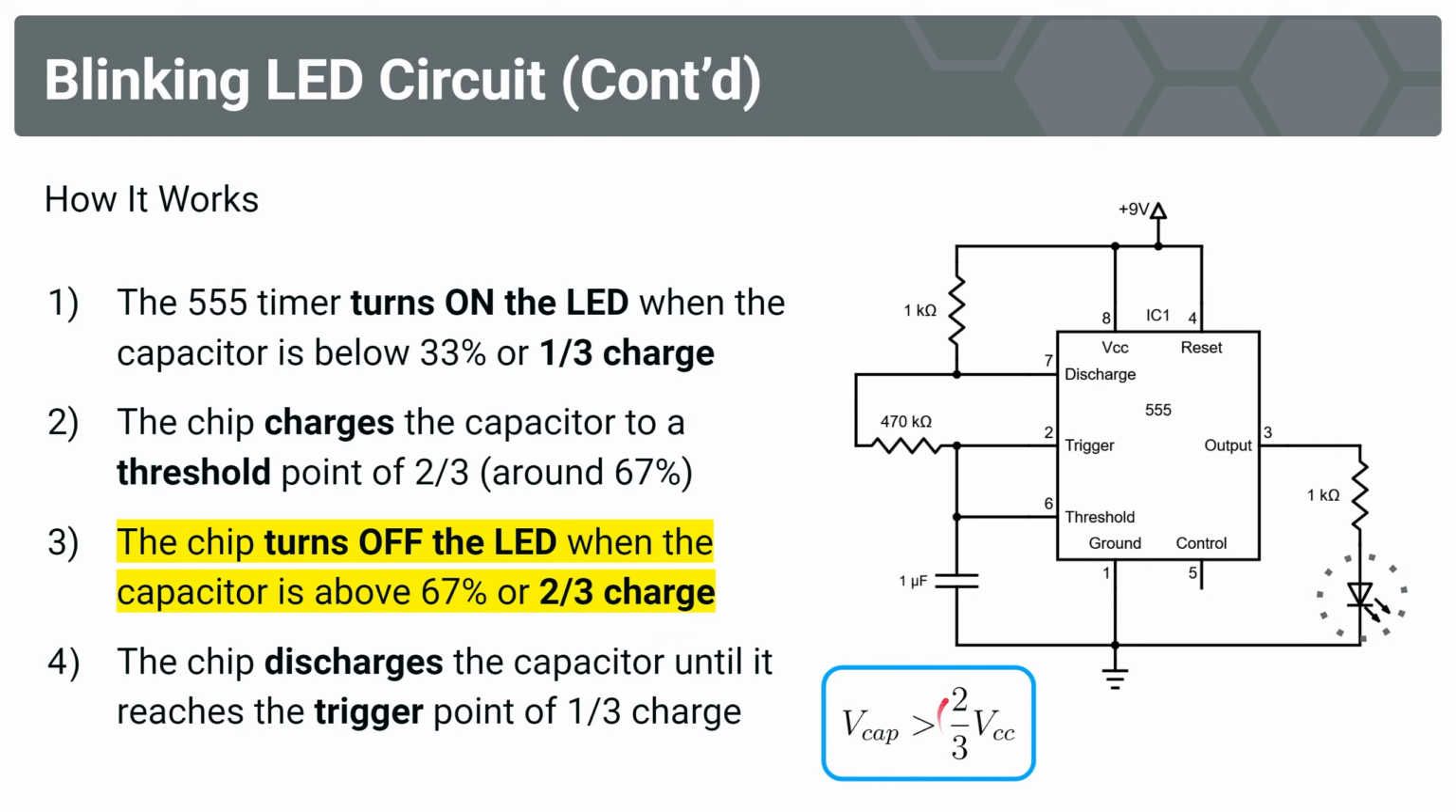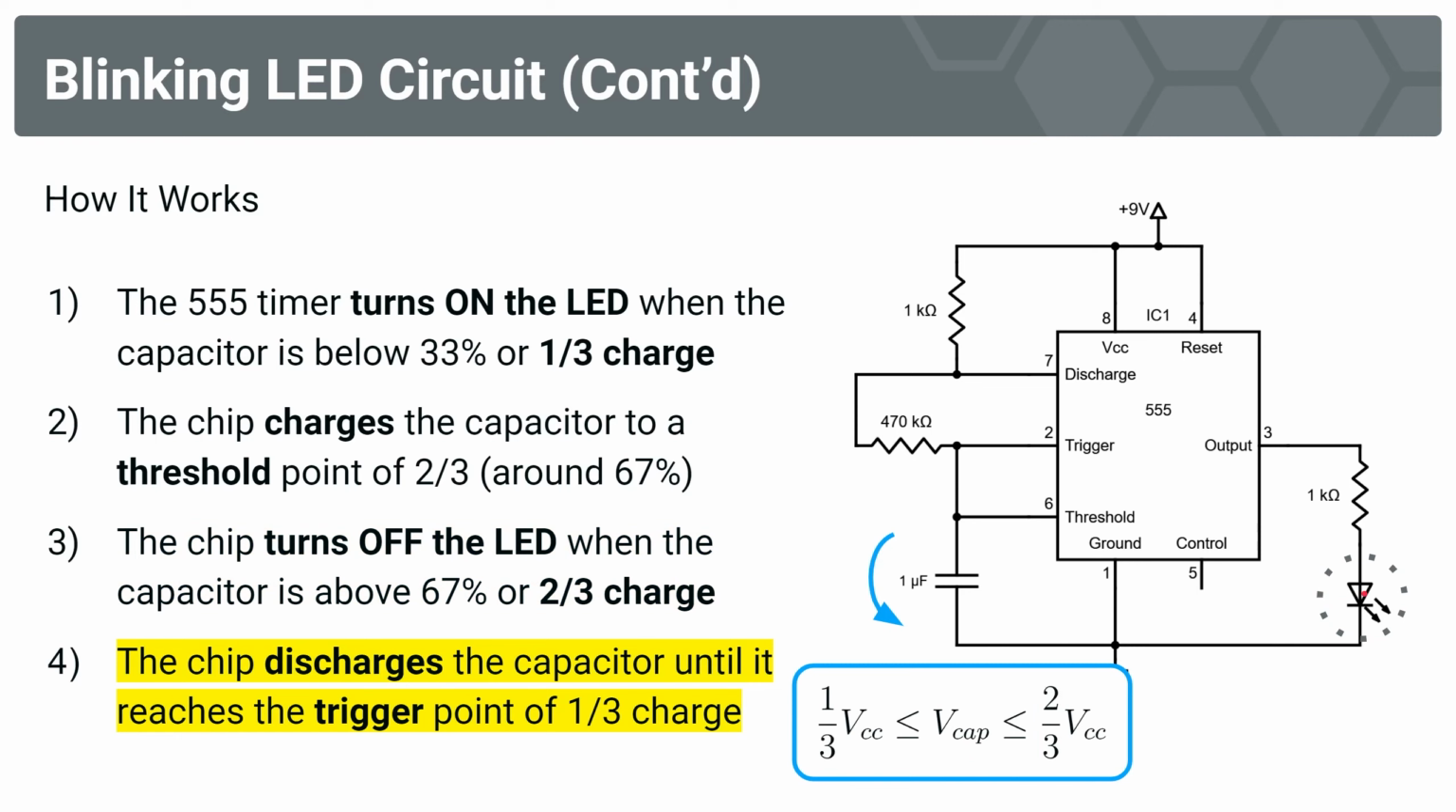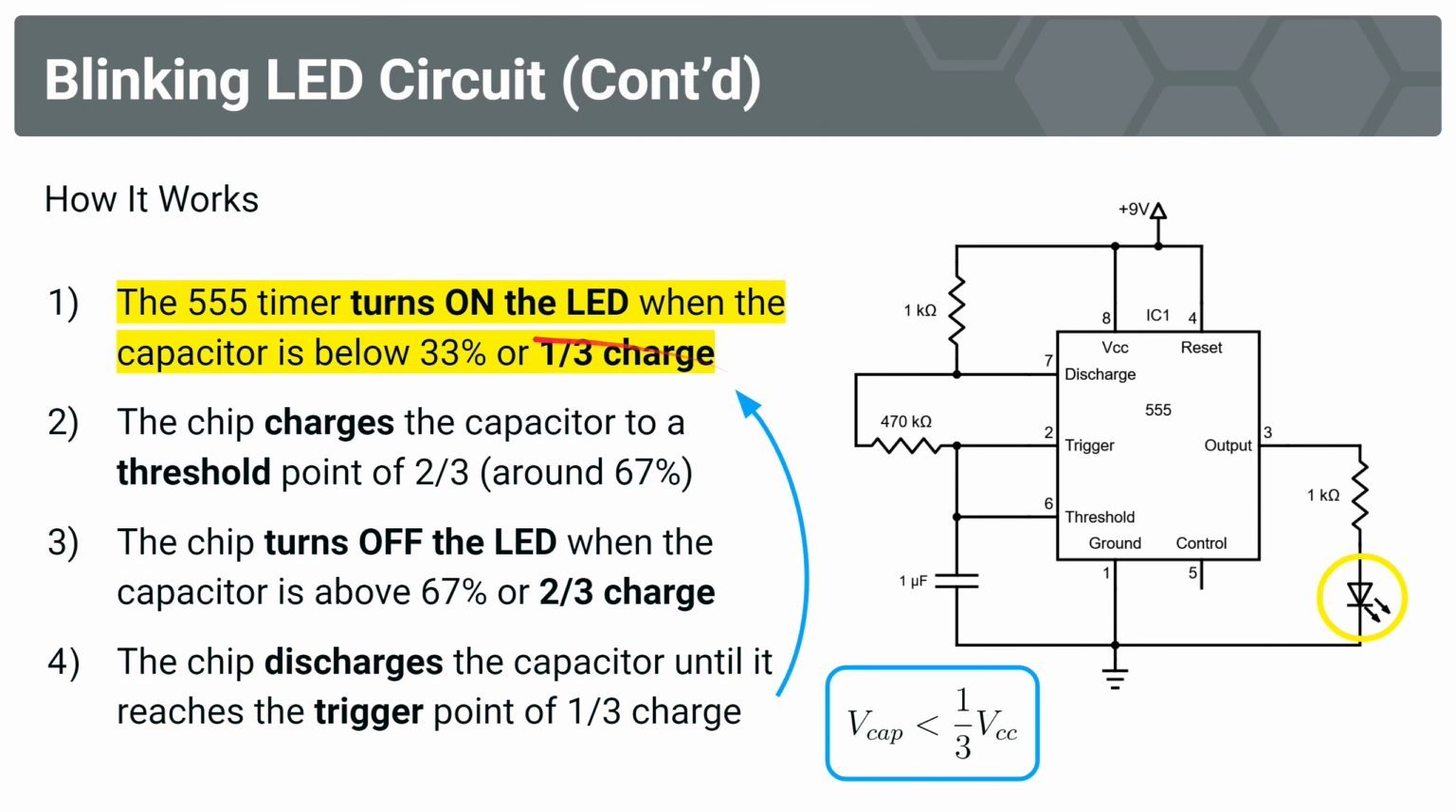It's now above 2/3 VCC. And as long as the capacitor remains above that charge, the LED turns and stays turned off. As a final step, the chip, the 555 timer, will begin to discharge the capacitor now. So the capacitor is now discharging from its 2/3 charge, back down until eventually it reaches the trigger point of 1/3 VCC, of its 1/3 charge. And when that happens, we go back to step 1.